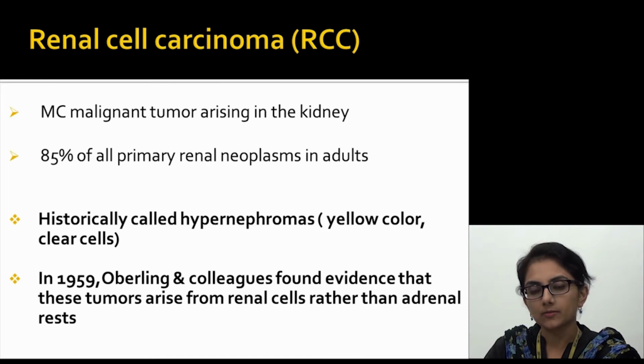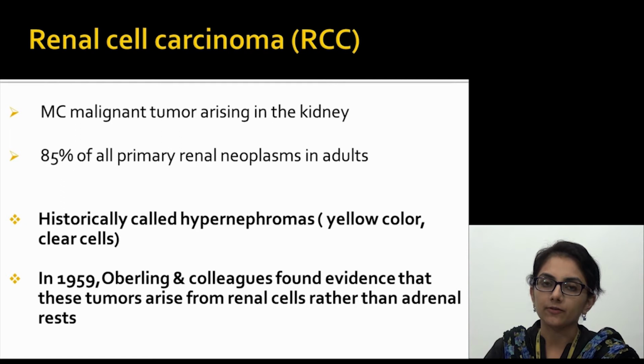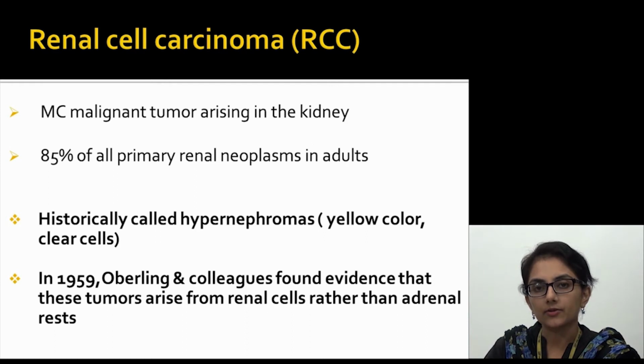Renal cell carcinoma is the most common malignant tumor arising in the kidney, and it contributes to 85% of all primary renal neoplasms in adults. Initially, it was considered to actually have an origin in adrenal rests within the kidney, which is why it was called hypernephroma. This was, of course, because of the yellow color of most of the RCCs. But in 1959, Oberling and colleagues determined that these tumors arise from renal cells rather than from adrenal rests.